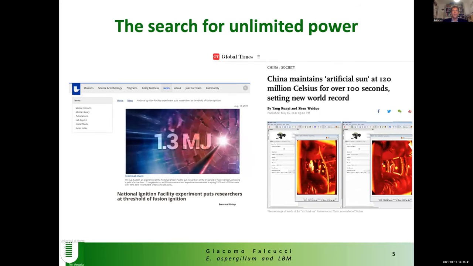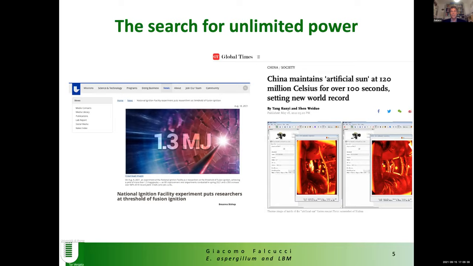Okay? Fusion is always very present in the media, but this year, and especially across summer, many interesting news items have populated the media all over the world. First, the Chinese tokamak was able to maintain 120 million degrees Celsius for over 100 seconds. The previous record was 100 million Celsius for 100 seconds. So it overcame this record. And then the Lawrence Livermore National Laboratory was able to achieve 1.3 megajoules of energy released and sustained in their tokamak.